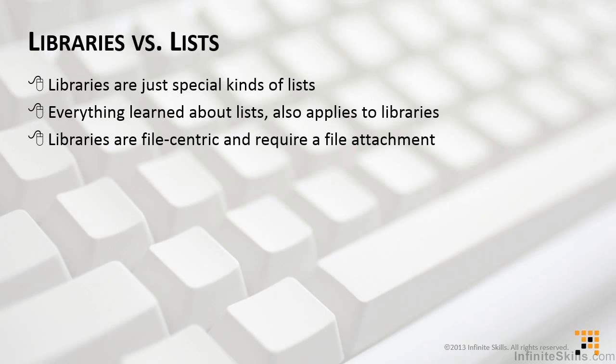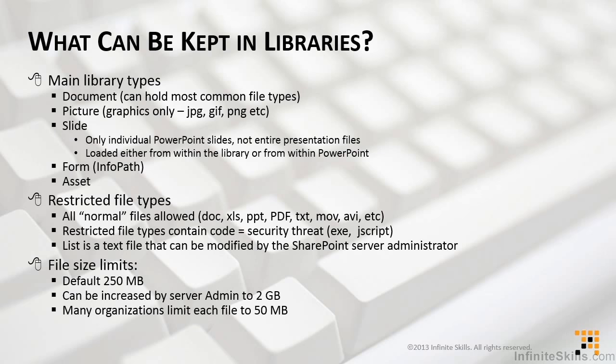The first thing to remember is that libraries are just special kinds of lists. Everything you know and have learned about lists also applies to libraries. Primarily, that libraries are made up of one or more columns, and that they also contain different views. What makes a library different from a list is a library must have a file attachment. They're file-centric, whereas lists could be just data. So what exactly can be kept in a library? Well, there are different types of libraries that come with SharePoint. Yours may have these very common names like a document library or a picture library, or they may have been renamed even though that's really what they are.